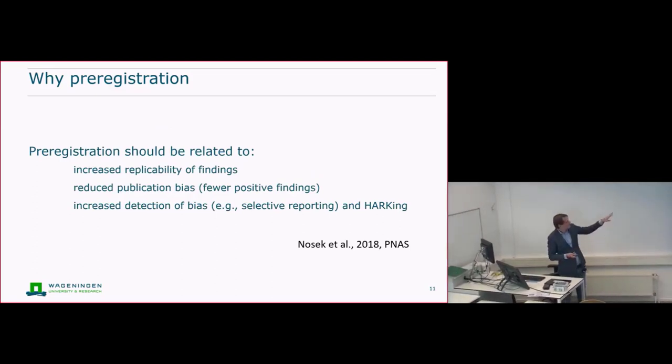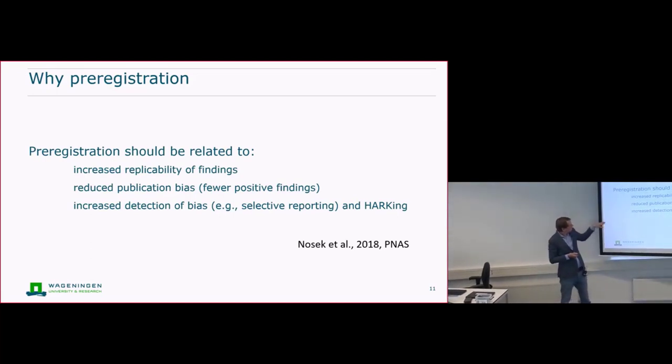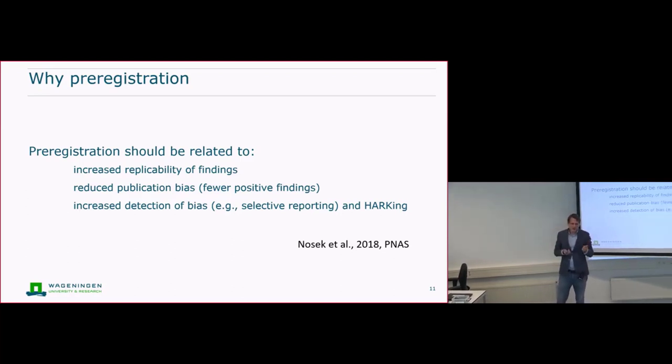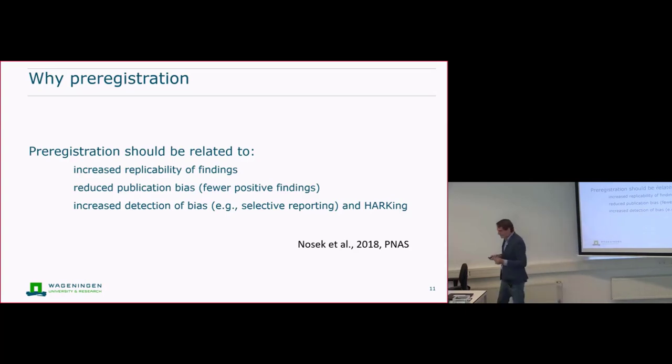Now, there's some indication that indeed pre-registration is related to increased replicability of findings, reduced publication bias, and increased detection of bias. I do think that there's still a lot of research that should be done. There's not a really good randomized controlled trial that examines pre-registered research compared to non-pre-registered research. That would be good, right? To see whether in 20 years pre-registered research is more robust than non-pre-registered research. So these are more correlational findings, but I think that is already an indication.